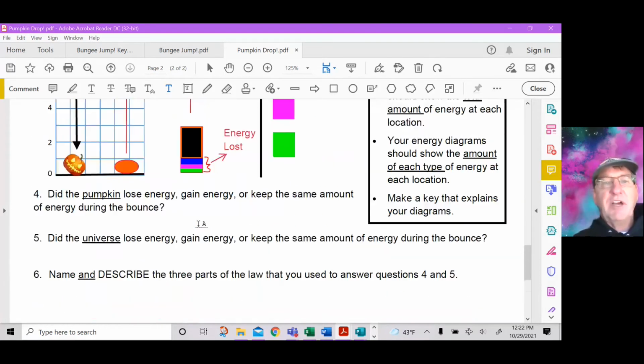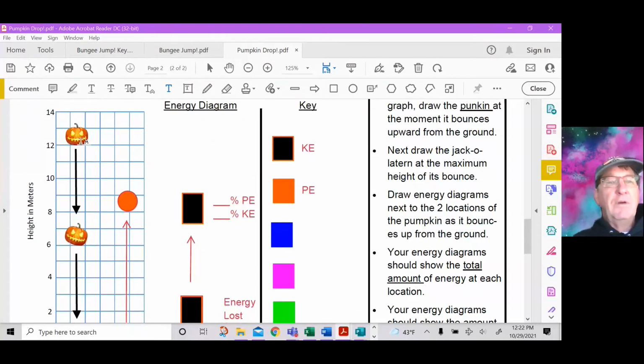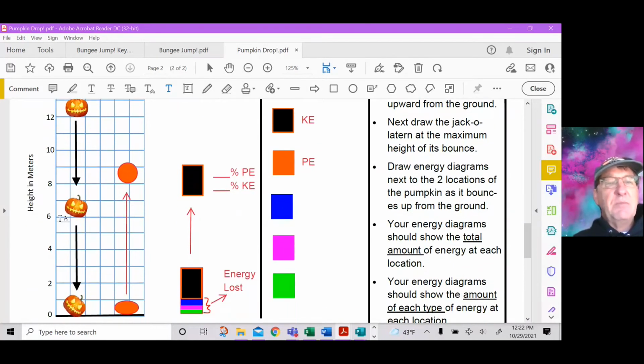Oh, and that makes me think of something. I can estimate what my efficiency should be here. Where did I drop it from? 12. It bounced back to 8. That means my answer better be more than 50%, huh? If it bounced only to 6, that would be halfway from where it started from, and its efficiency would be 50%. It bounced more than that, so this ball is more efficient than 50%.